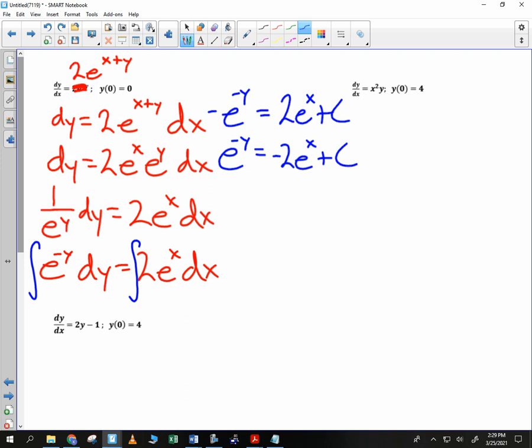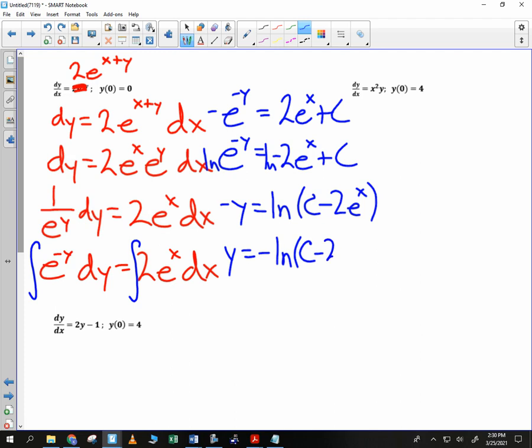The way I get rid of e, do you know how you get rid of e? Good. Natural log of both sides. And I have negative y is equal to the natural log of, I'm going to write it as c minus 2e to the x. And now I get rid of the negative by dividing by a negative. Get y is equal to negative natural log of c minus 2e to the x. This is the general solution.